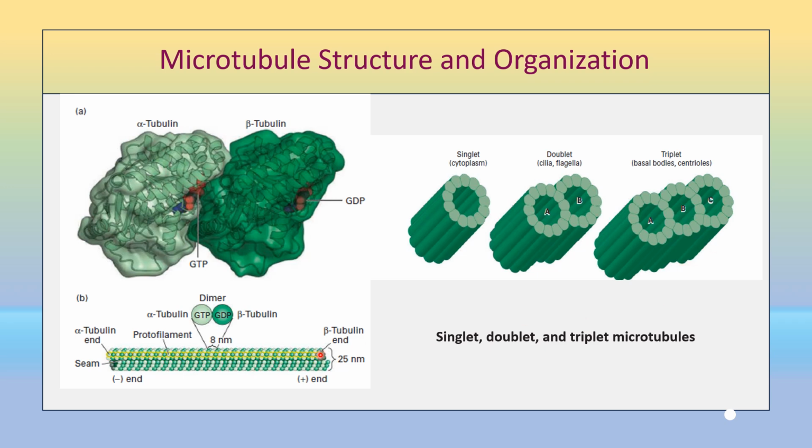So let's get back here to understanding the structure of the microtubules. Again, if we have a keen look at the microtubule structure, we can sense that it has a plus end and a negative end. On the plus end, you will always find a beta tubulin. And on the negative end, you will find the alpha tubulin.